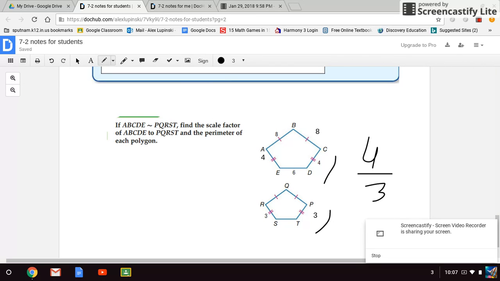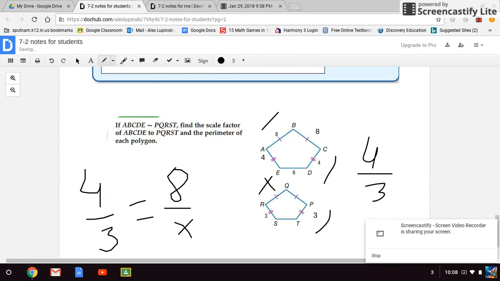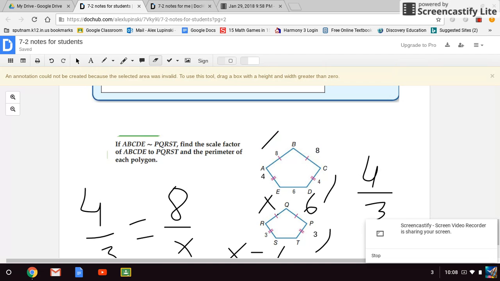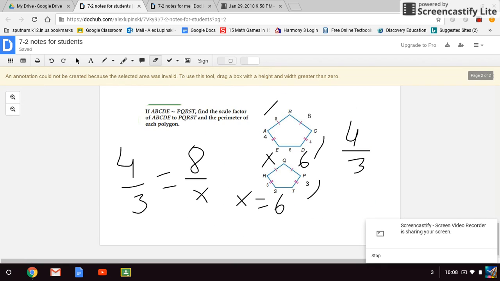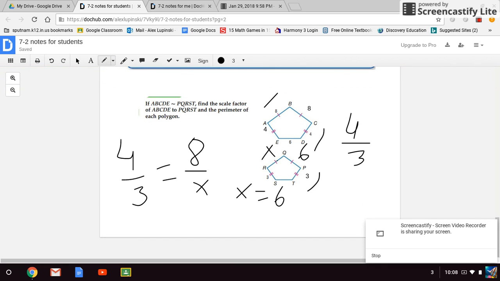So if we know that the scale factor is 4/3, we can take 4/3. Let's just say this is x, RQ, and that matches up with 8 over here. So that'll equal 8 over x, because it's in the top, so we keep both the tops together. Solve for x, and you should get x equal to 6. So this x will become 6.